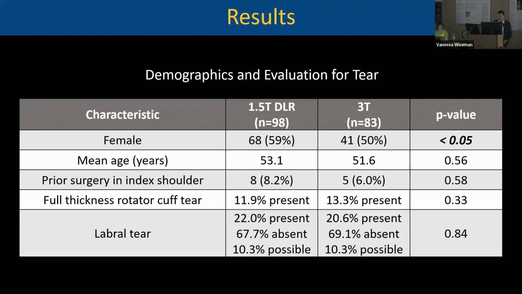Moving into our results, for the demographics of the study, for whatever reason, our 1.5T DLR cohort showed a slightly higher proportion of female patients, but otherwise our two groups were similar in terms of mean age, rate of prior surgery in the index shoulder, and the proportion of full thickness rotator cuff or labral tears.